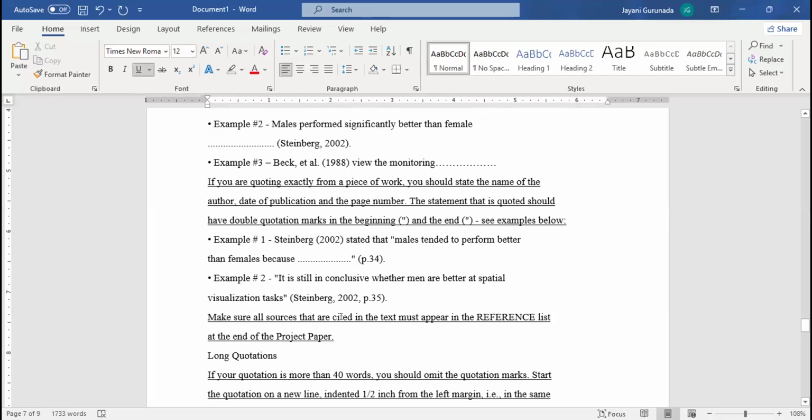Make sure all sources that are cited in the text must appear in the reference list. This is called in-text citation. Steinberg 2002, page 35. Citation. Then in the reference, it should be the long one. අපි කතා කරේ කලින්. ඒ ටික that long one should be there in the references. මේ හැම in-text citation එකම long reference එක තියෙන්න ඕන. Right at the end of the project.